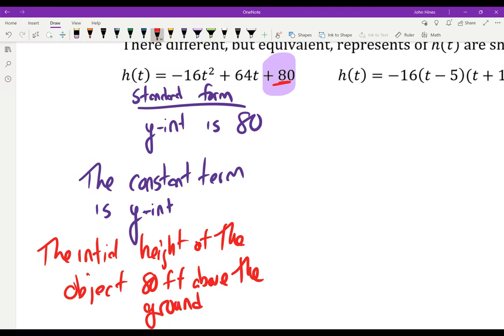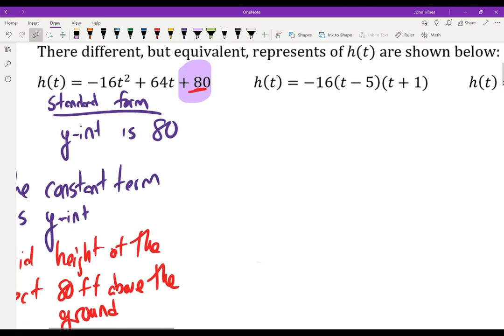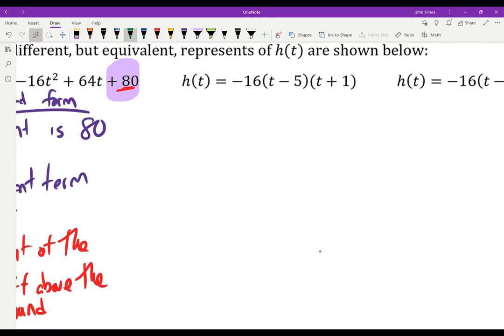So standard form is boring. It doesn't do a lot for us. It just tells us that initial starting value. It's our y-intercept. What's more interesting over here is factored form. Notice I wrote it as the product of factors. I'm multiplying things together. This is called factored form.